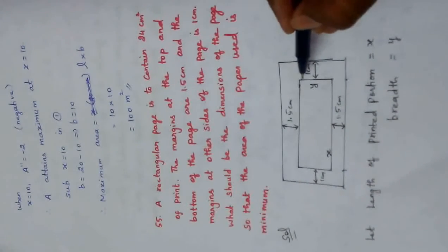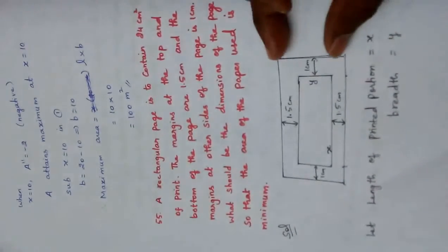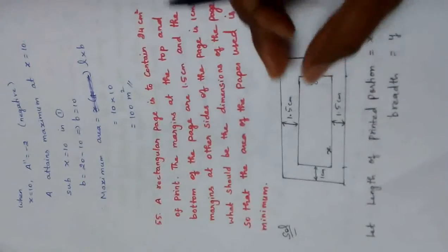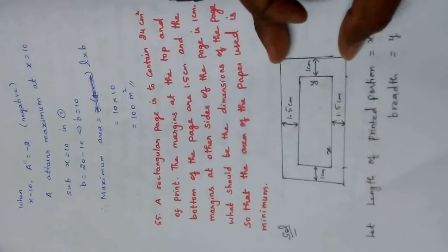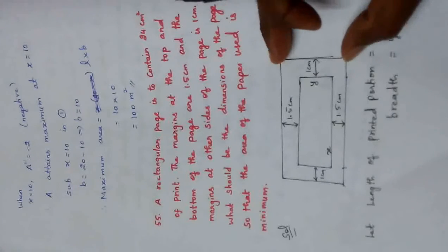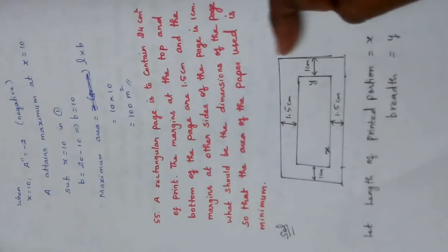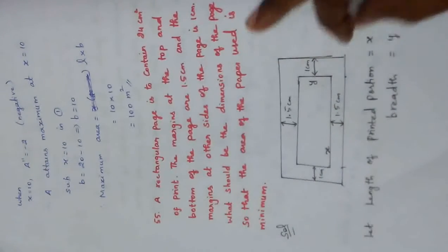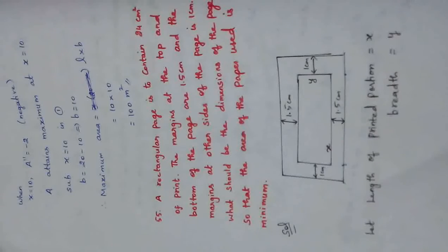Similarly, this is y, and this is 1.5, this is 1.5. So this will be y plus 3 because 1.5 plus 1.5 is 3. So this length will be y plus 3, which is nothing but the breadth of the paper. So the length of the paper is x plus 2. The breadth of the paper means y plus 3. That is the thing that we should know from the diagram. So we are going to write those things in the next line.